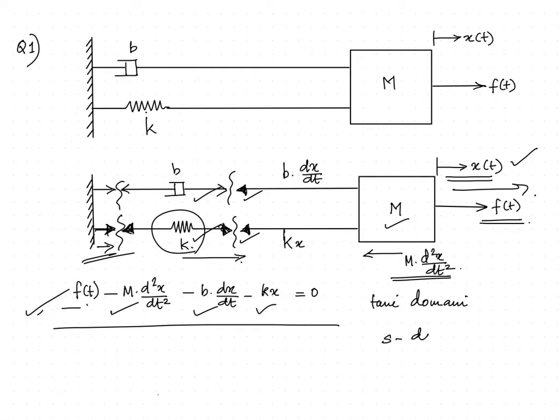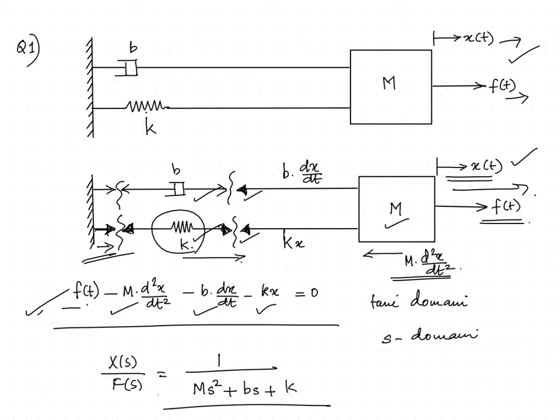Convert this into S domain and find the transfer function. The force is the cause and the displacement is the result. So, x of s divided by f of s can be easily calculated. It is 1 divided by m s square plus b s plus k.